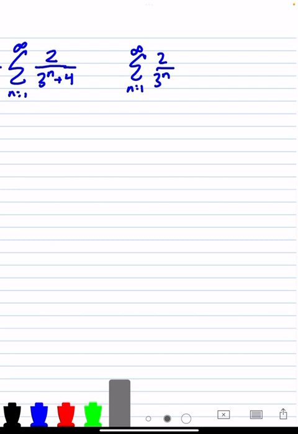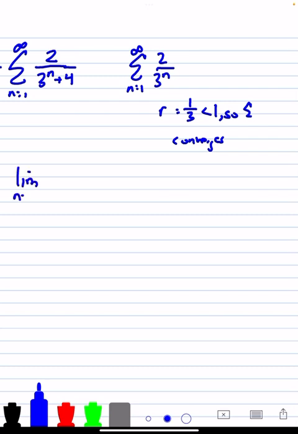So now when we look at the geometric series, and if we look at this, our common ratio here would be 1/3. We know that's less than 1. So this series converges. All right. But now, since we still can't say for sure about our first original series, we have to look for the limit to confirm it.